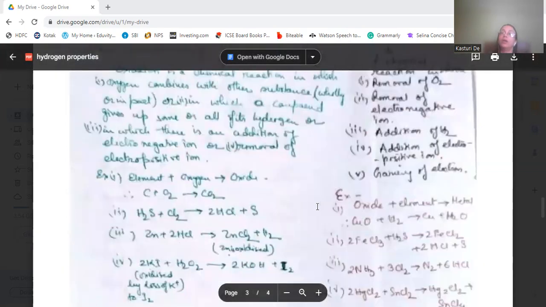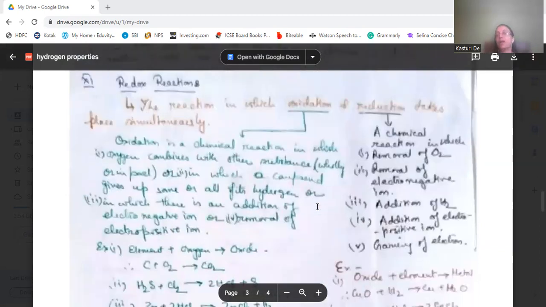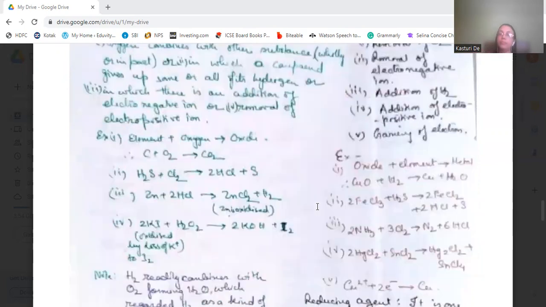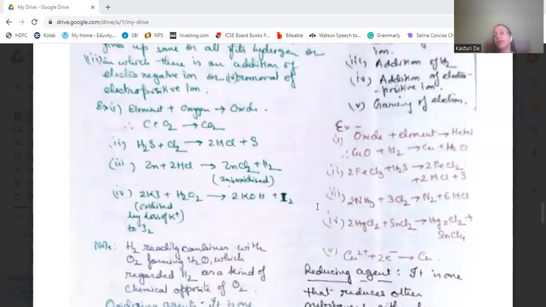Okay. Now we come to reduction. Reduction is a chemical reaction in which there is removal of oxygen, removal of any electronegative ion, addition of hydrogen, addition of an electropositive ion, or gaining of an electron. If you gain an electron, then also it is a reduction reaction. Okay. For example, when oxygen is added to the element, it becomes metal oxide.